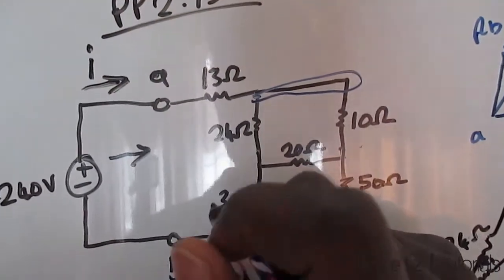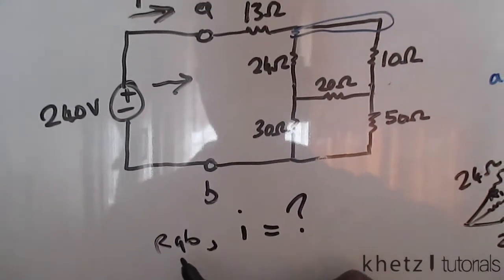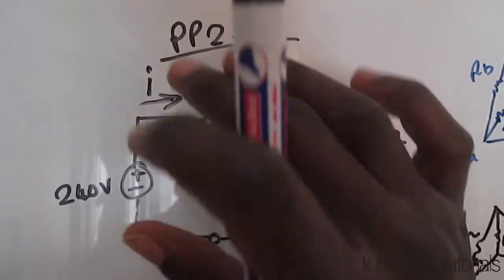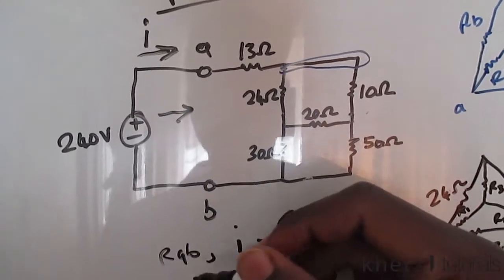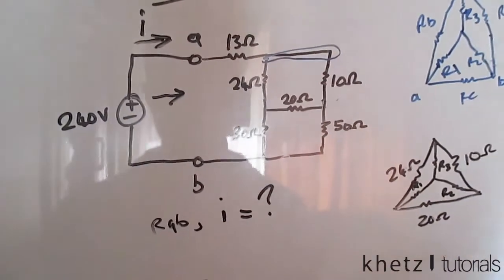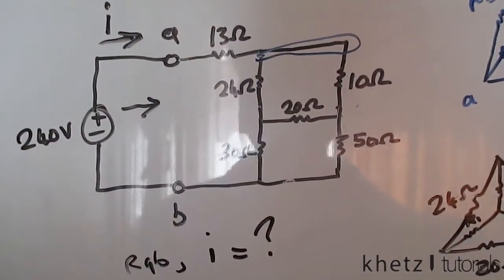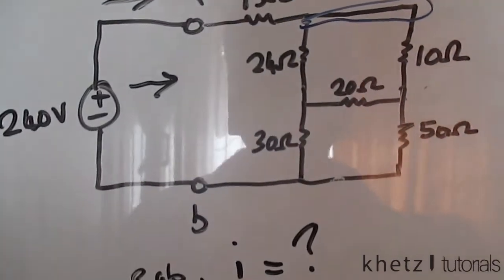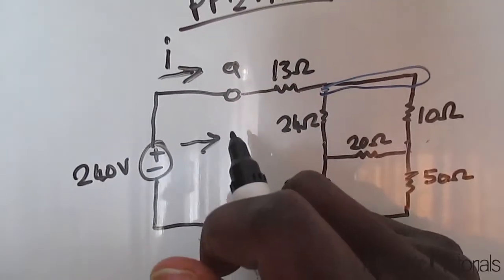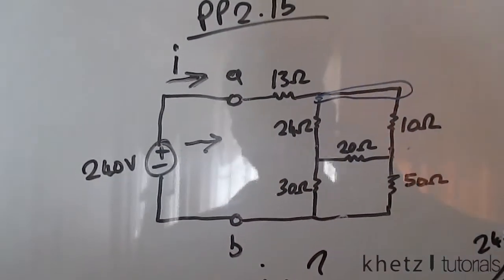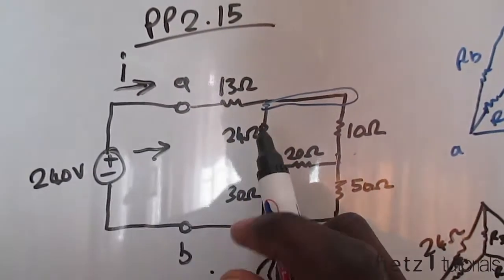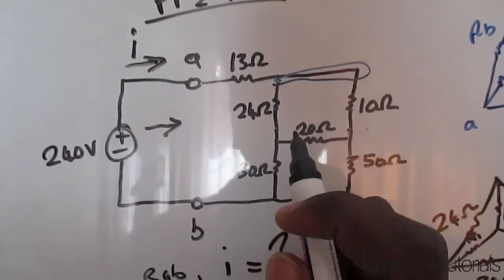Given this network, we are asked to find RAB and I, which is the current supplied to the rest of the circuit, and RAB is the equivalent resistance at these terminals A and B. To start, we have to identify elements which are in series or parallel and find a way to reduce this so we can find I. Also, reducing this network will give us RAB.